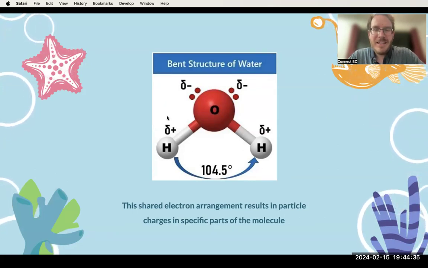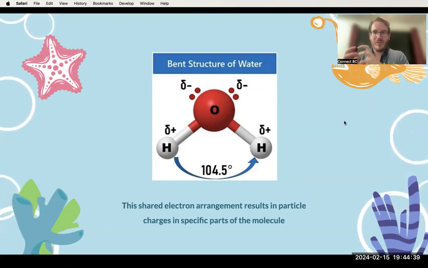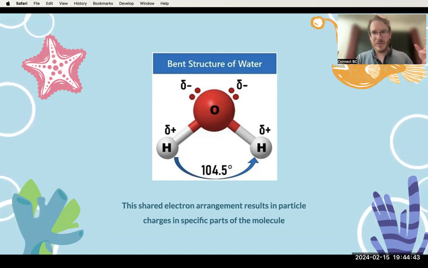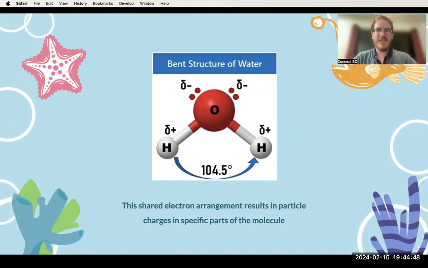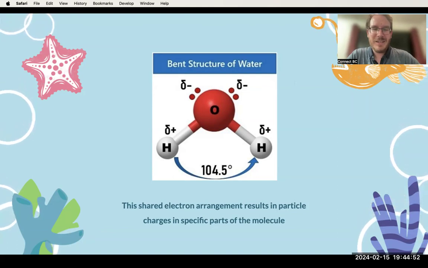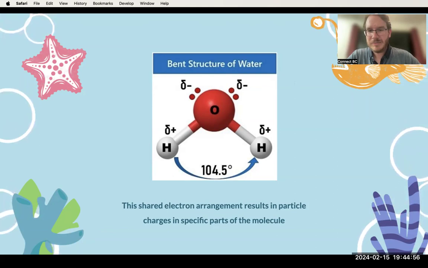And so we can see here that this results in a bent structure of water because all the positive charges want to repel each other. All the negative charges want to repel each other. All the positives want to be with the negatives because we know opposites attract. And when that all kind of settles down and they come to a truce, they're all optimally aligned for their likes and dislikes. We end up with this bent structure of water. It's a bit like a boomerang.